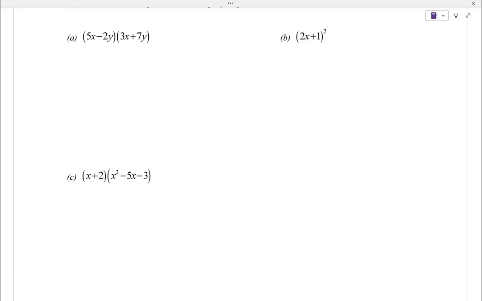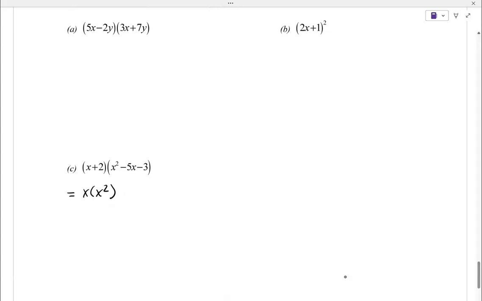So when we do that, we would have x times x squared. No, I'll write it as minus. We've got x times the minus 5x and the x times the 3. What else do we need to do? Take the 2 through everything, right? So we have 2 times the x squared, the 2 times the minus 5x, and the 2 times the negative 3.